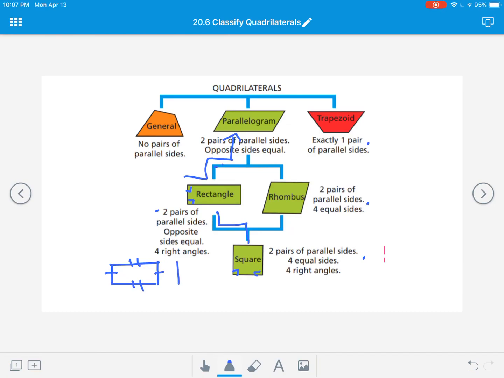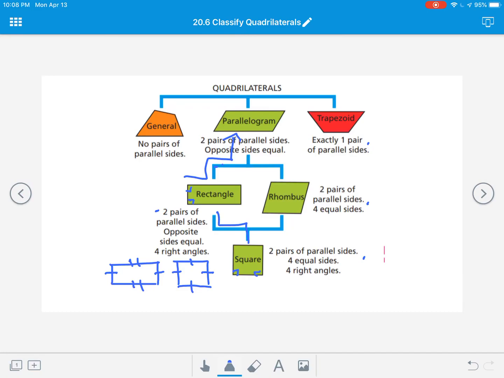So the same is true for a square. The top side is equal to the bottom side, and that side is equal to the left side. So the pairs are equal, that's why it's also called a rectangle.